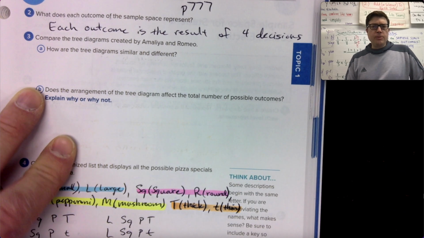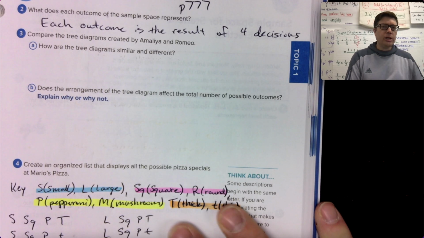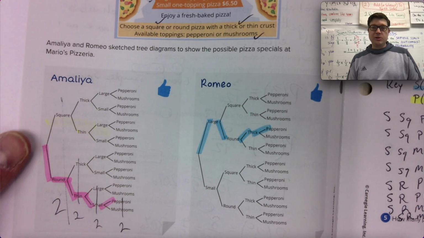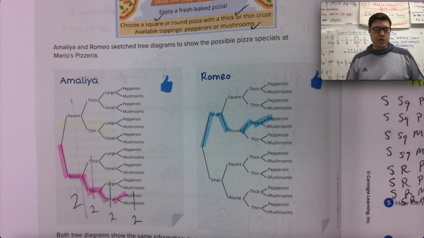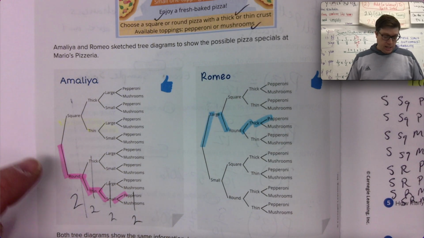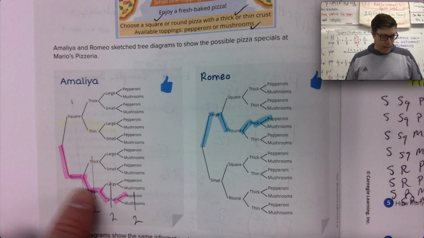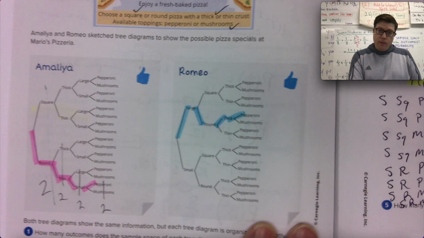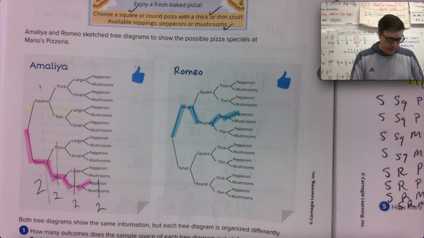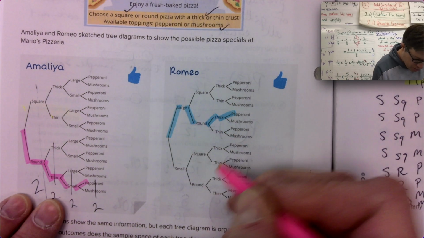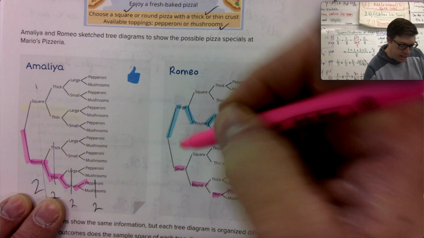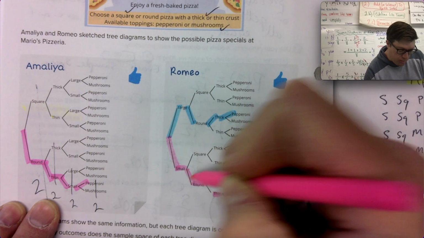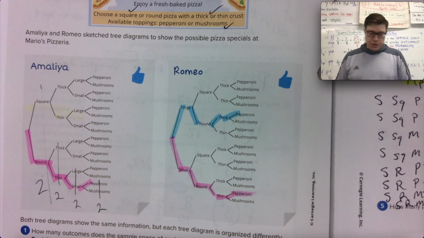Compare the tree diagrams created by Amalia and Romeo, which we did a little bit. Go back and watch the previous video, but the thing that was emphasized in that video was just the order in which they made their selection. However, you could find Amalia's path from round, thin, small pepperoni in Romeo's tree diagram. So let's bring in some color. She chose a round and thin and small pepperoni. So Amalia could also have used Romeo's tree diagram to produce the same scenario.